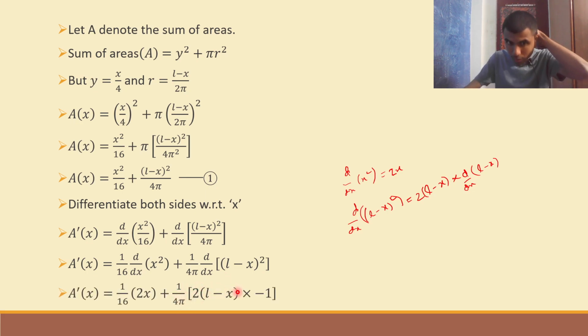1 by 4 pi into 2 into L minus x. So this one would actually be 2 into L minus x into minus 1. That's what is here. I hope it makes sense. I hope I'm not making it difficult for you. Now next slide.